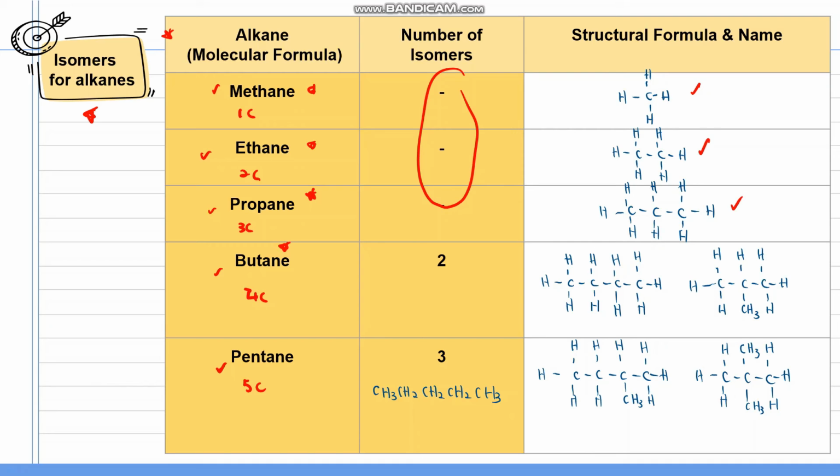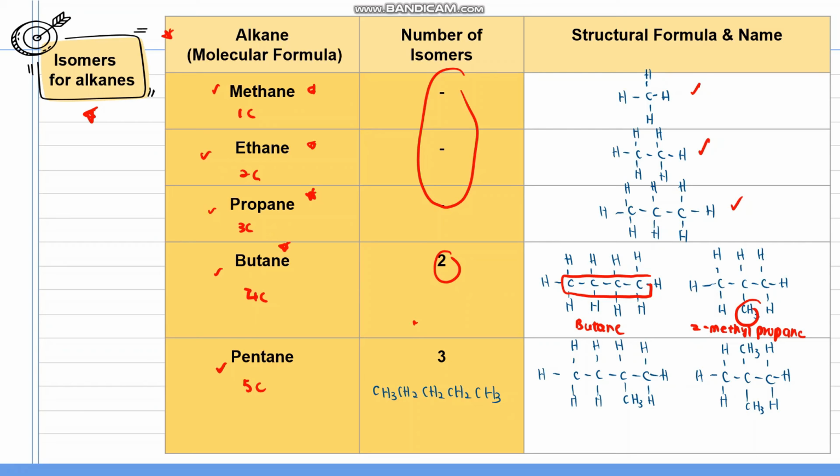For butane, it has a total of 2 isomers. For the first one, it's a straight chain. The longest carbon chain is 4, so we call it butane. And the second one is a branch chain, whereby we have a methyl group on carbon number 2, so we name it 2-methylpropane.